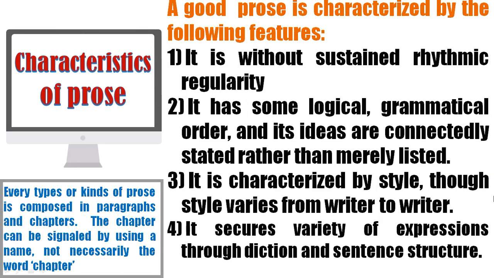Now, a good prose fiction has what kind of features? When we say prose, the rhythm of the words is not given preference. So the words that appear in the first paragraph, for instance, will not have the same rhythm or metrical structure as the words that appear in the second paragraph. Another characteristic feature is that it has a logical, grammatical order, and its ideas are connectedly stated rather than merely listed. Now, the idea in chapter 1 is connected to the idea in chapter 2, and it is connected to the idea in chapter 3, and progressively to the last chapter of a prose work, or to the last part of a prose work.